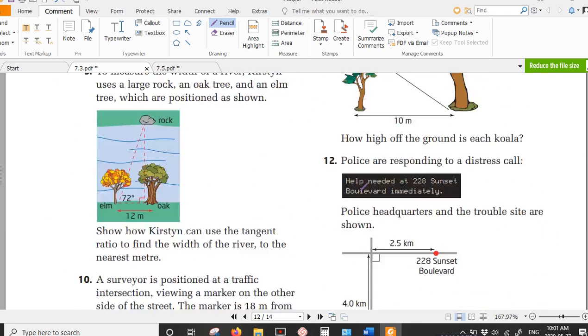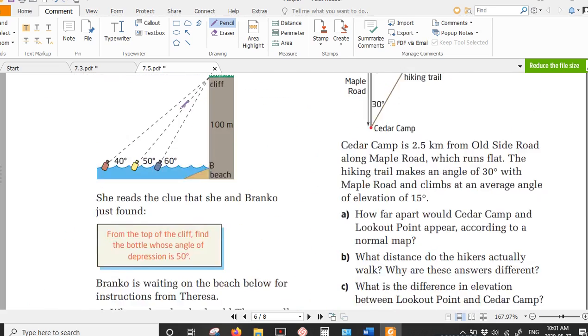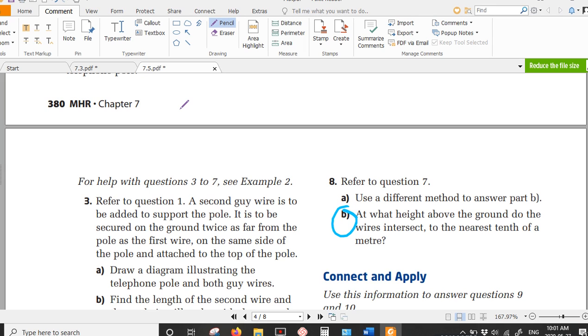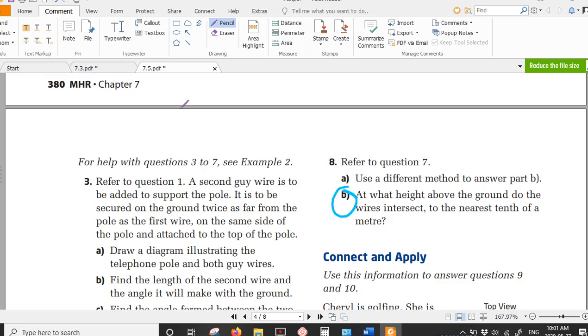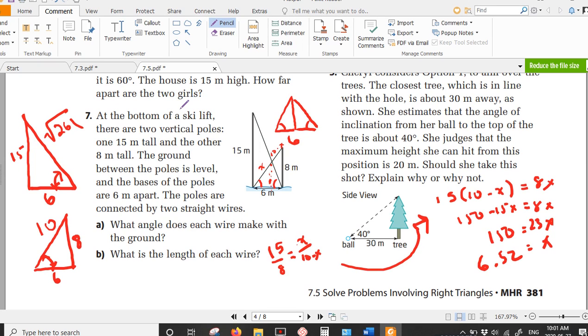I don't know if it was on this page. Maybe the next page. Okay. So, number 8. What height above the ground do the wires intersect? So, the fact that you asked me this question, I'm assuming you figured out question number 7. Now, question number 7, we've got a shape like this. Now, the easy thing to do here is to break them down into two separate triangles. So we've got 15 here, 6 here, 15, 6, and over here 8 and 6, 8 and 6.